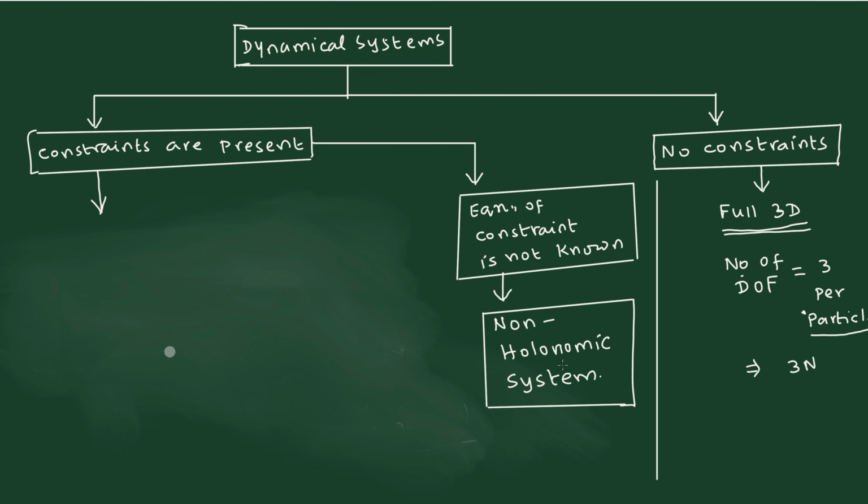Ultimately, the meaning is that even though there is a constraint present in the system, that constraint is not going to help you reduce the number of degrees of freedom, and therefore you have to deal with the full three-dimensional situation, which is going to be more complicated. That is the meaning. So non-holonomic systems are naturally going to be more difficult to solve than the holonomic system.